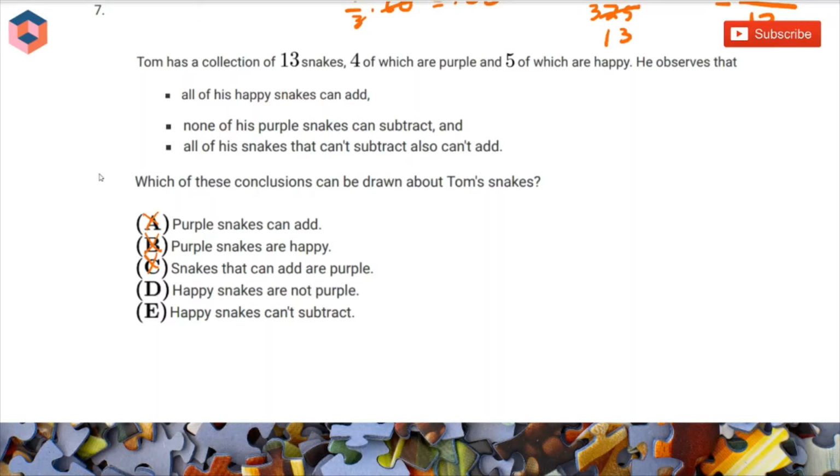Let's see. If we have a happy snake, it can add. If it can't subtract, then it can't add. Which means that our snake must not be purple, because if it's purple, then it can't subtract, and if it can't subtract, it can't add. And if it is happy, then it can add. So that's a contradiction. Because if a snake is purple, it cannot add, and if a snake is happy, it can add. And it can't be both things at the same time. So happy snakes are not purple, which gives us the answer choice of D.